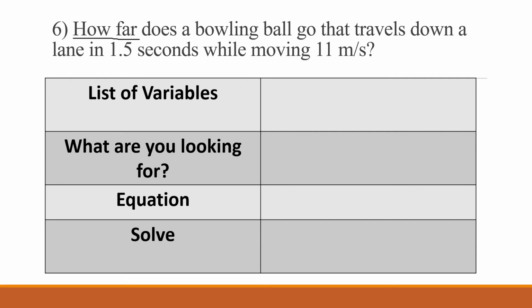How far does a bowling ball go that travels down a lane in 1.5 seconds? Okay, that's a time. 1.5 seconds is a time, I'm pretty sure. While moving 11 meters per second. I'm pretty sure that's a speed. And the reason I know it's a speed is because meters per second could be speed or velocity. And because I don't see the word accelerate anywhere, I don't think we're dealing with velocities.